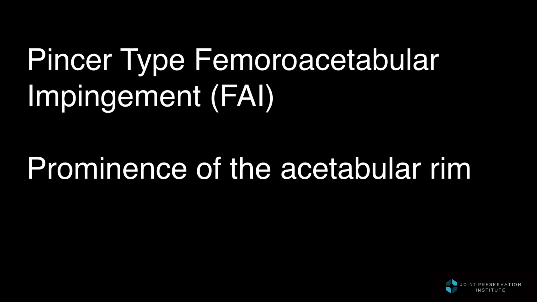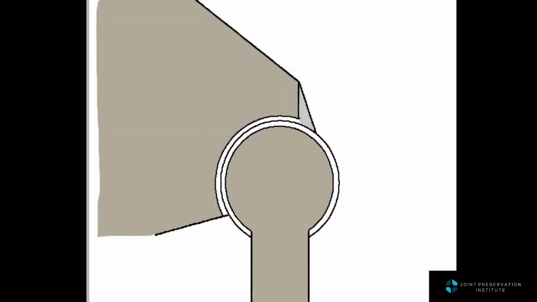Pincer-type femoroacetabular impingement is associated with prominence of the acetabular rim due to an excessively deep hip or a hip where the socket is turned backward, called acetabular retroversion. Under this situation, the acetabular rim extends further down and brings the acetabular labrum into the direct path of the femoral neck during routine activities.